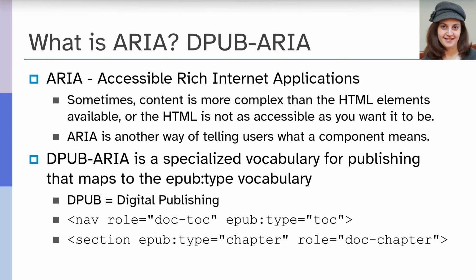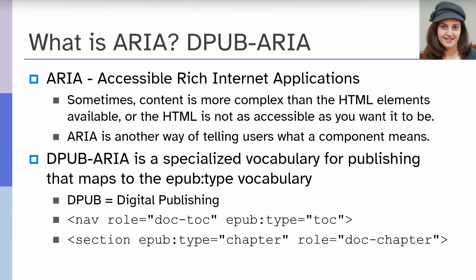We have a vocabulary, DPUB-ARIA, that's a specialized vocabulary for publishing, and it roughly maps to some of the terms in the original EPUB type vocabulary that was created with EPUB 3 several years ago. DPUB meaning digital publishing, and it has several roles, which are all prefixed with the term doc, as in document. So we have, for example, nav role equals doc-toc, and then you also add epub:type equals toc. That tells the systems that this is not just a regular navigation element, it should also be treated like a table of contents.